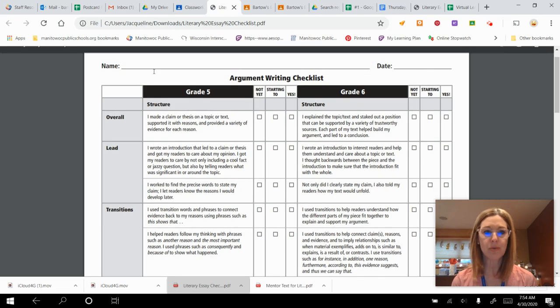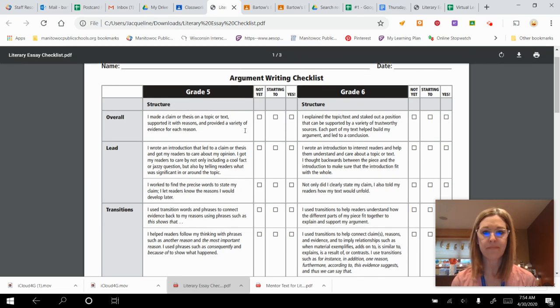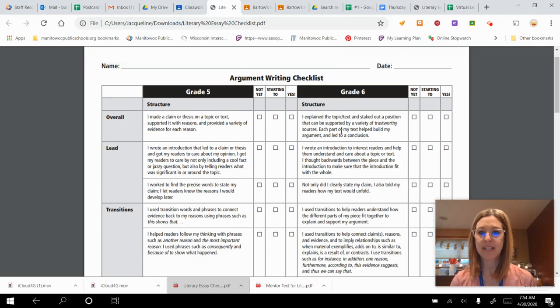But go through overall: I explained the topic or the text and staked out a position that can be supported by a variety of trustworthy sources. We're only using one source, and that's Squeaky with Raymond's Run, the text. So if we look at 5th grade, I made a claim or a thesis, and you supported it with reasons, and you gave evidence. So overall, that's the bottom line today.